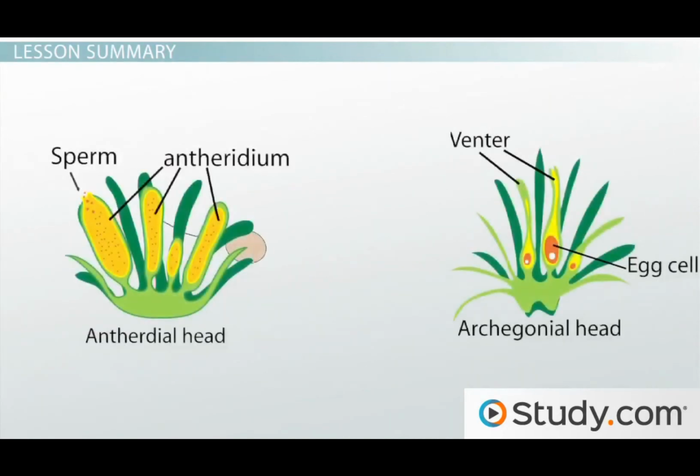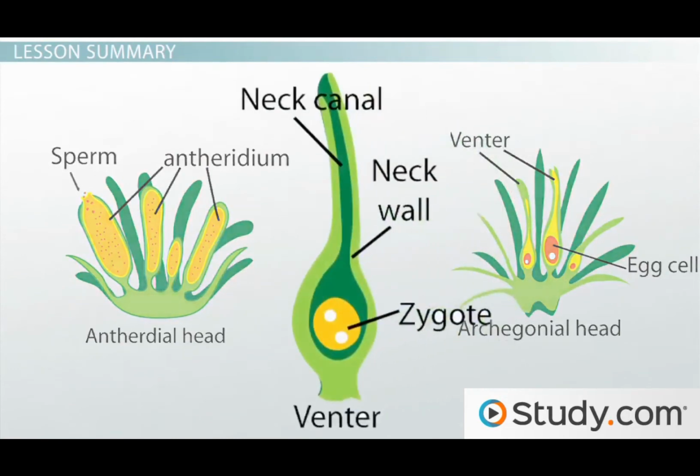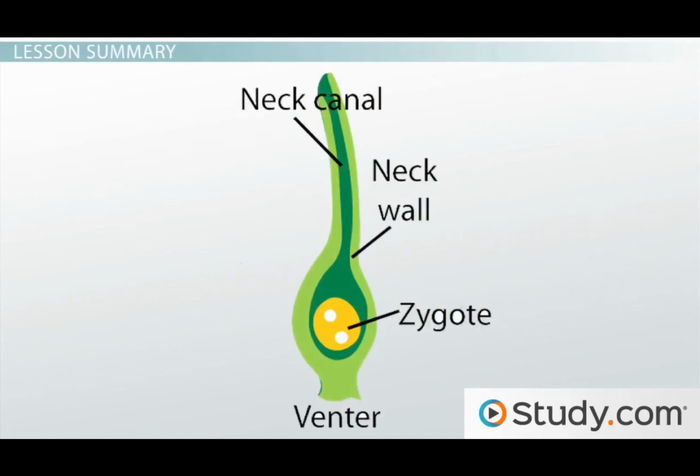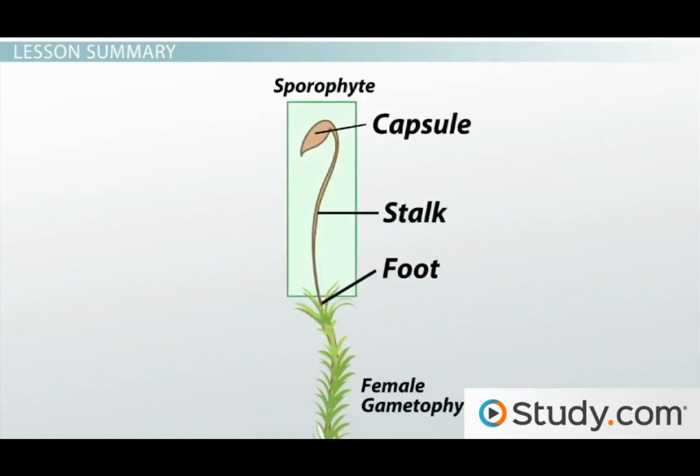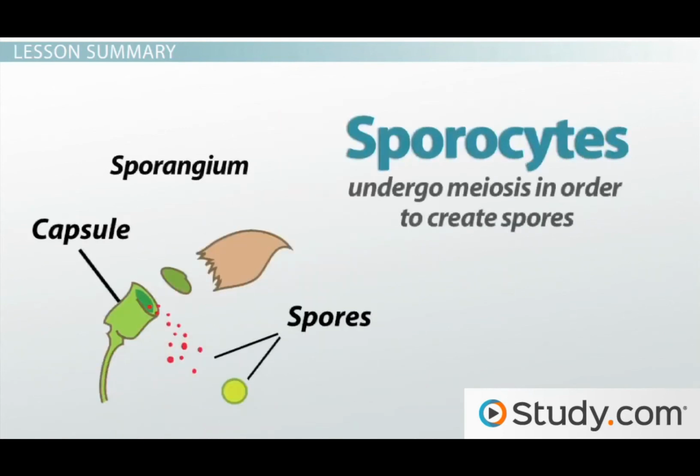The sperm are released from the antheridia and swim to the archegonia in order to fertilize the egg. This newly formed diploid sporophyte will grow within the archegonia, eventually developing a foot that attaches to the gametophyte, a stalk, and a capsule that contains sporangium. Sporocytes within the sporangium undergo meiosis in order to create spores, which are released to continue this alternation of generations.